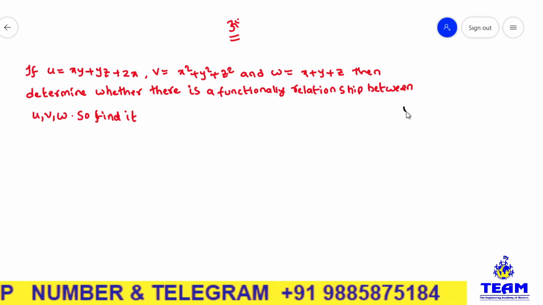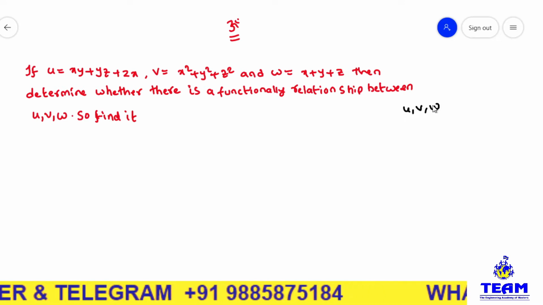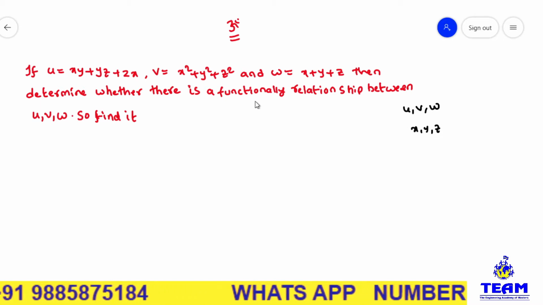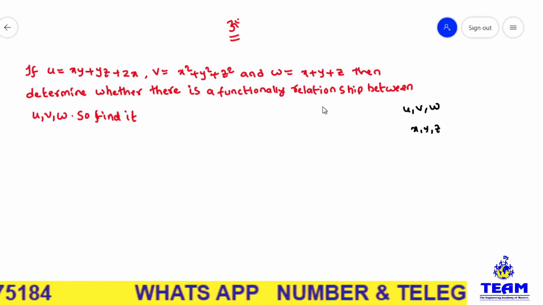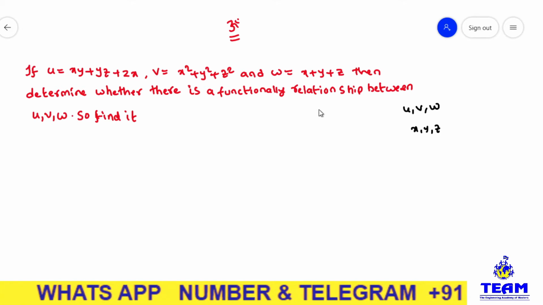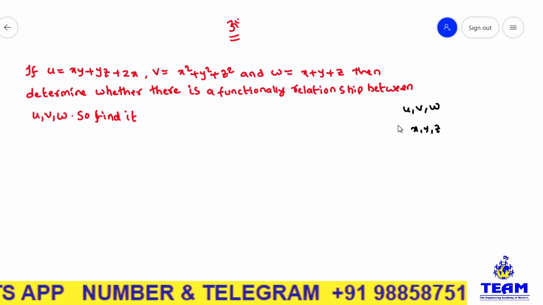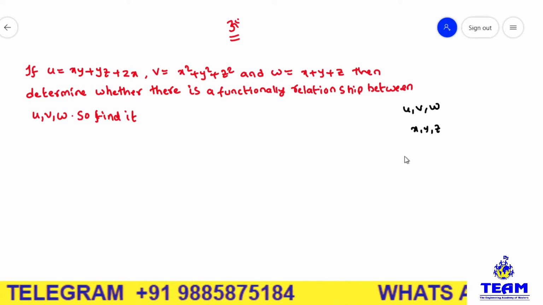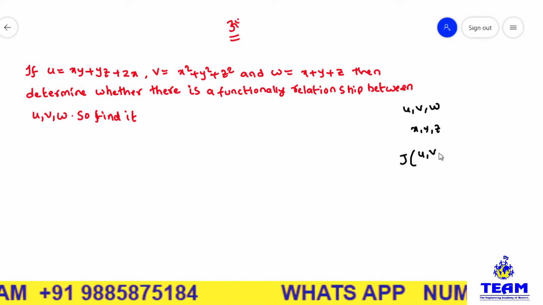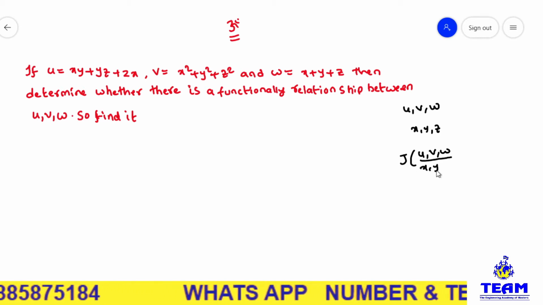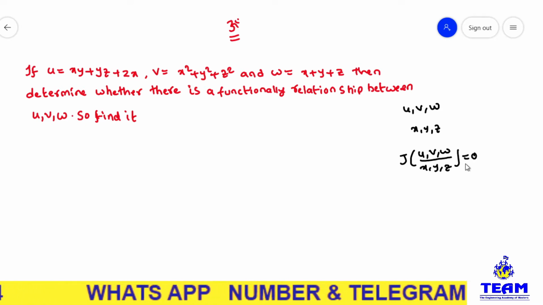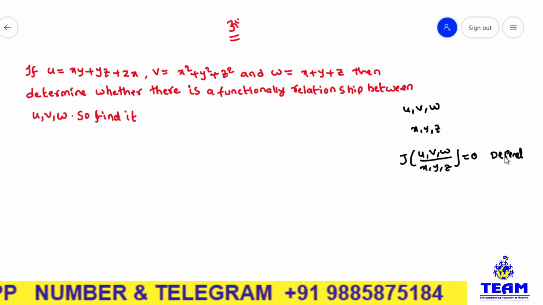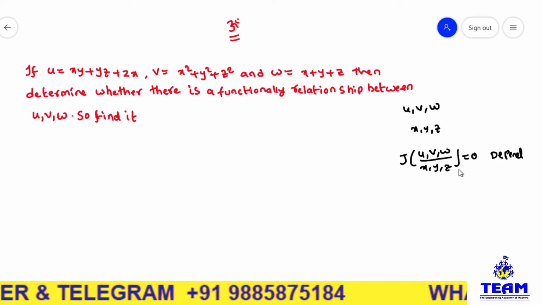Friends, you see, the given problem has u, v, w as functions of x, y, z. Now we have to determine if there is any functional relationship. How can you say that? If functions have a relationship, they should be dependent. You can say the functions u, v, w are dependent if the Jacobian of u, v, w with respect to x, y, z is 0. If it is not equal to 0, then the functions are independent.